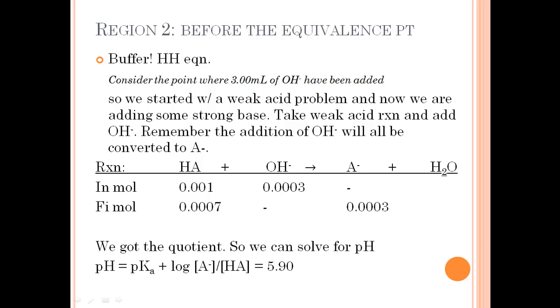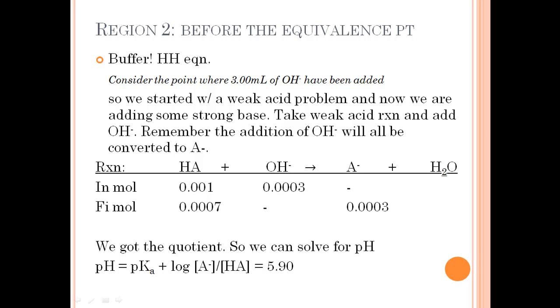Region number 2. This should also be pretty simple because we've done buffers already. Before the equivalence point, after the first drop of base has been added, now we have a buffer, because we started with a weak acid problem and now we're adding some strong base. Remember that any addition of a strong base is going to be immediately converted to A minus, that weak base conjugate. So let's consider a point where we're adding 3 mL of strong base.